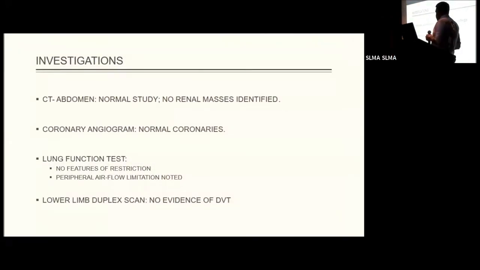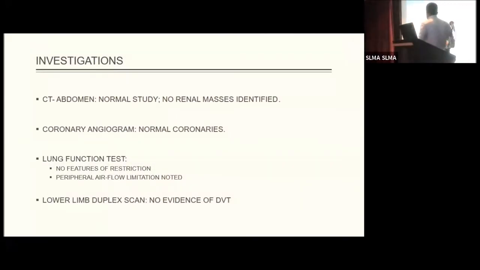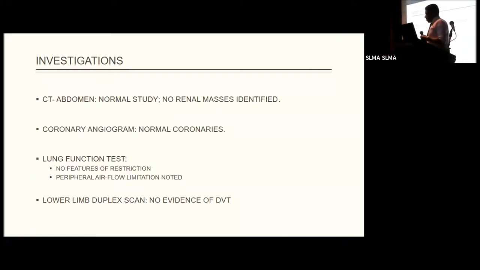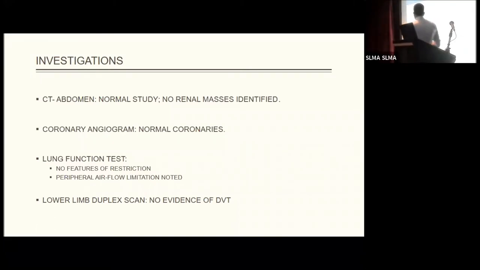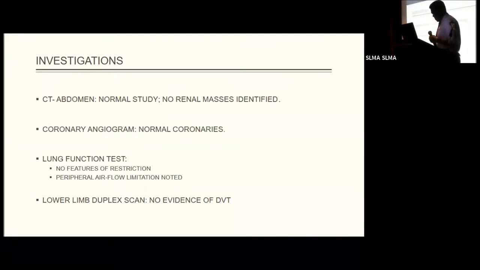Then we ran some investigations for other causes. CT abdomen, normal study, no renal masses. Angiogram, well, we wanted to exclude ischemic heart disease as well before open heart surgery. Angiogram showed normal coronaries, which again justifies that it is not ischemic heart disease. Lung function test showed no features of restriction, no peripheral airflow limitation, nothing specific about lung function, and lower limb Doppler showed no evidence of thrombosis.